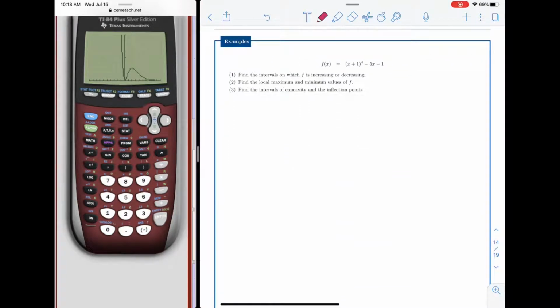So here is a slightly different problem that depends purely on a polynomial. And as always, the very first step is to find the first derivative. And we can use the chain rule. So we have 4 times x plus 1 raised to 3 times 1, minus 5. Set the first derivative equal to 0 and solve for x, and that is going to give us our critical values.